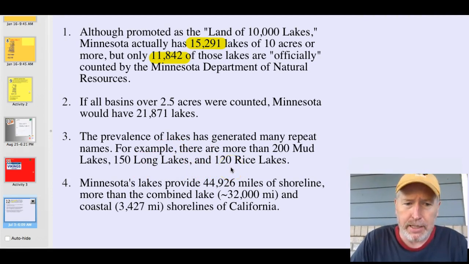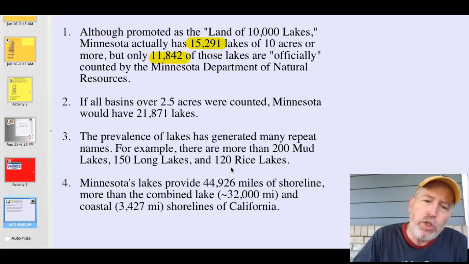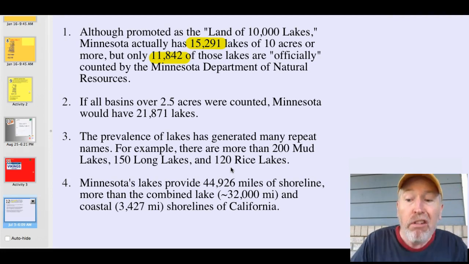That's a lot of rice lakes. Also, kind of a fun fact, Minnesota's lakes provide 44,926 miles of shoreline. That's more than the combined lakes and coastal shorelines of California. So, California. All right, take that. Okay, it's funny now in the beautiful summertime, but in January, I'll still take California. Have a good evening.